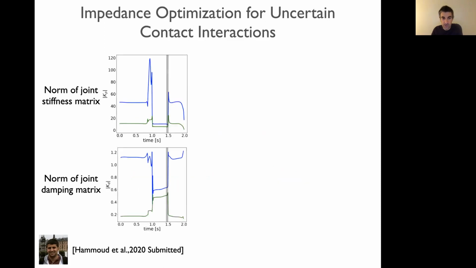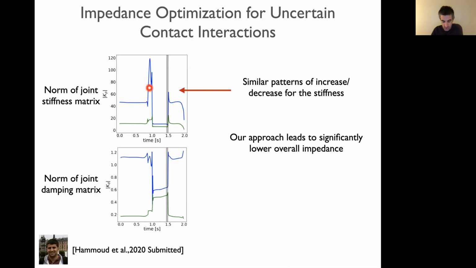And here's maybe the most interesting part. If you look at the norm of the joint stiffness matrices that we get, in our case, the norm is much lower, right? The green one is much lower than the norm of the stiffness matrix that you get with DDP. Again, it makes it more reasonable to run on the robot. The second thing is that we see a similar pattern in the stiffness modulation. If you look at the norm of the damping matrix, here we see a completely different behavior.